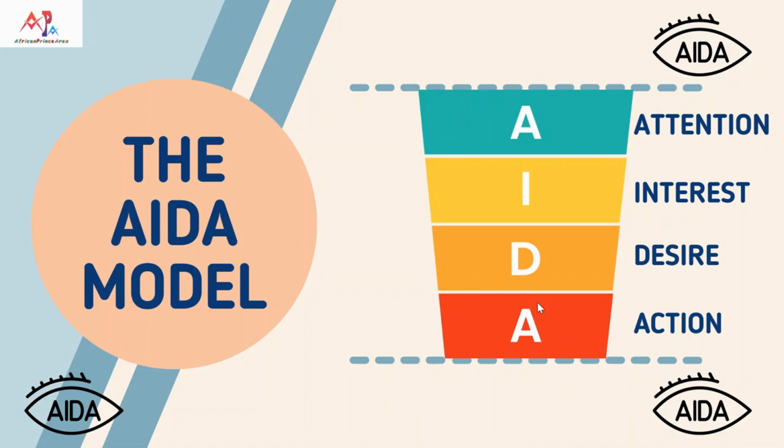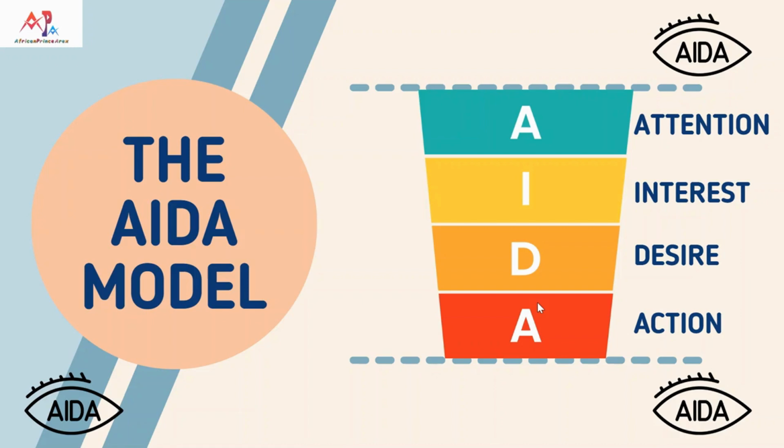Anytime you want to write content, anytime you want to design a picture, anytime you want to create a video, the first thing you need to put in your head is: what should be my attention? What should be my interest? What should be my desire, and what should be my call to action? You need to know the purpose of anything you want to create online, so that when you create that particular content, it's going to be falling in line with this particular model.